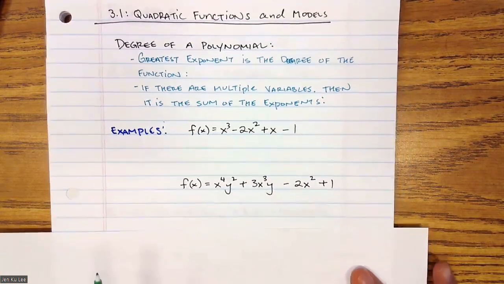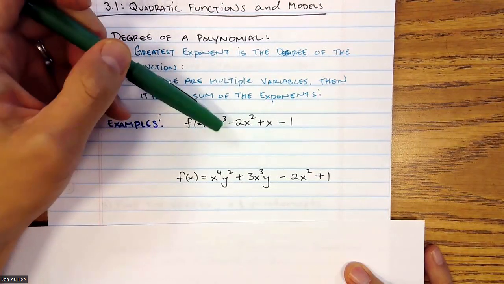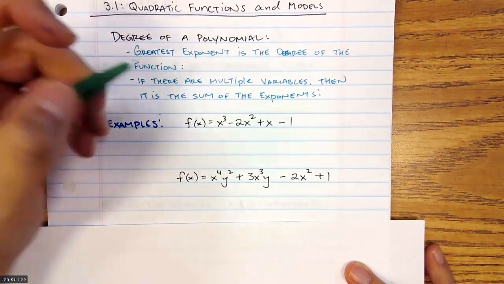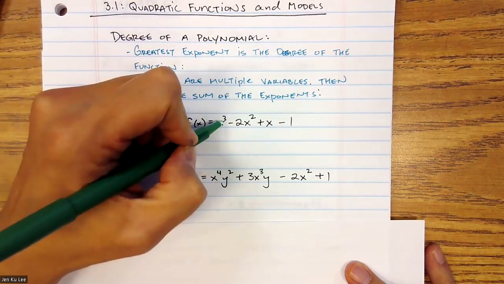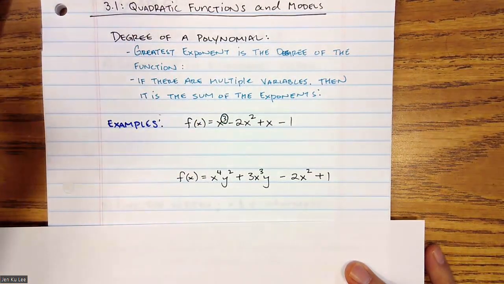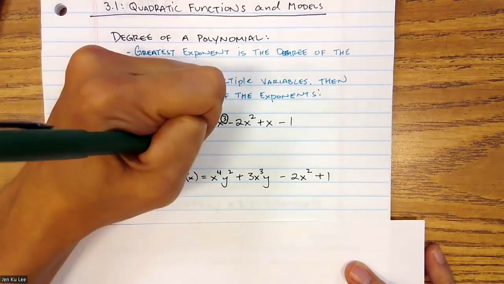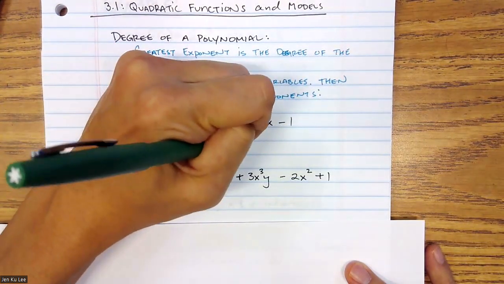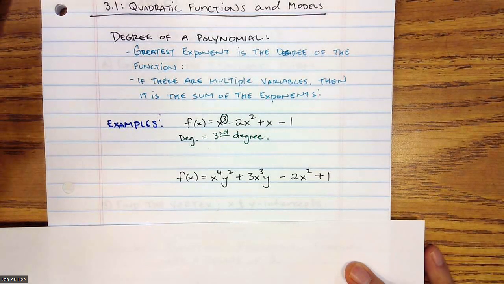Two examples. What is the degree of this function, f of x equals x cubed minus 2x squared plus x minus 1? Well, this one is simple. The greatest exponent that I see is this 3, so the degree of the function is third degree. That's it. We're just classifying it as a third degree polynomial.